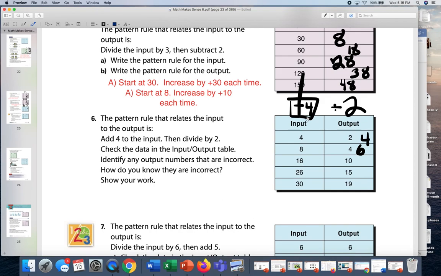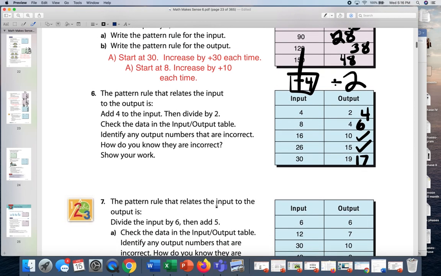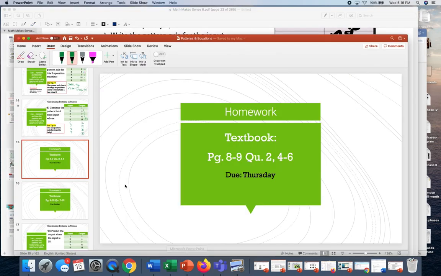Next, 16 plus 4 is 20. 20 divided by 2 is 10, so that one we're good with. 26 plus 4 is 30. 30 divided by 2 is 15, we're good. 30 plus 4 is 34, and 34 divided by 2 is 17. So that one's also incorrect. There you go. You don't need to show your work for that one. So that is that.